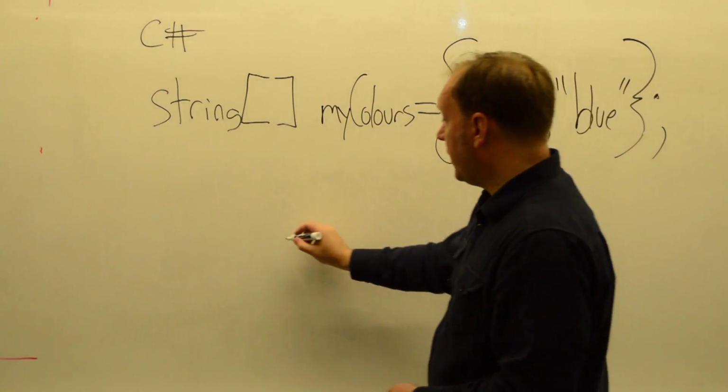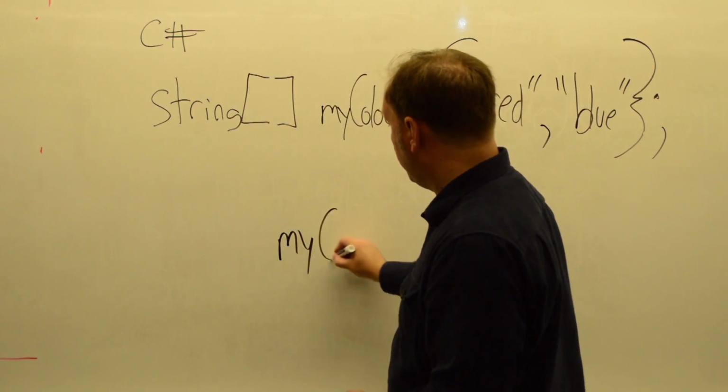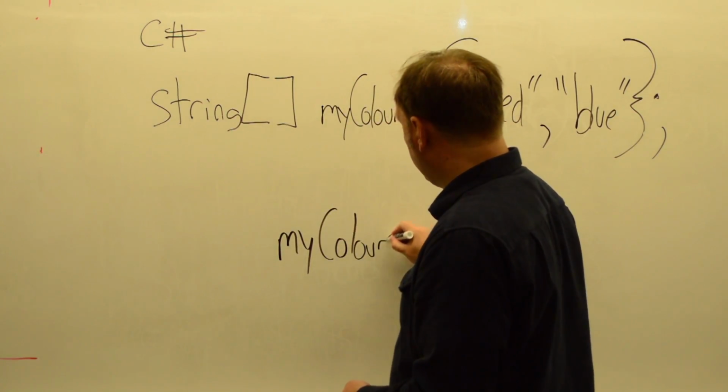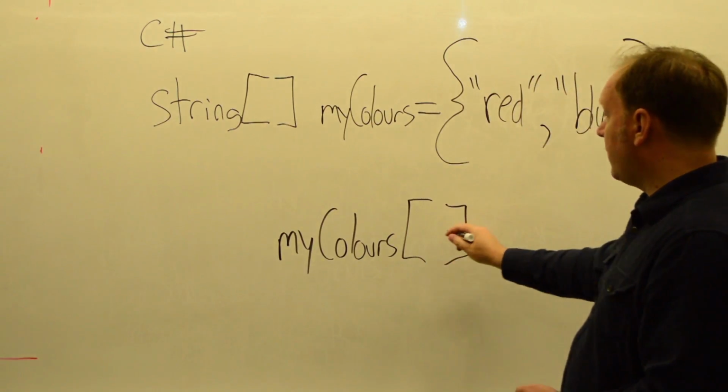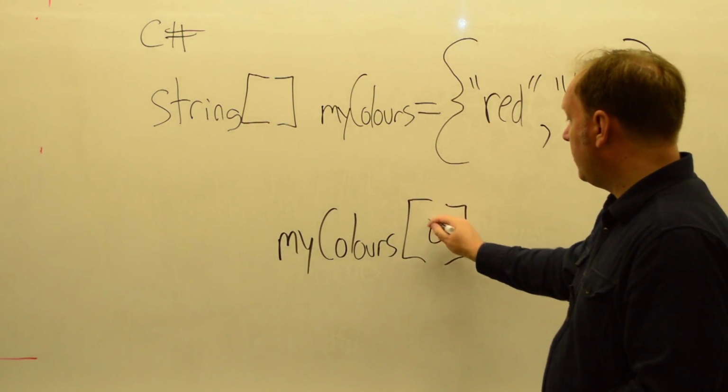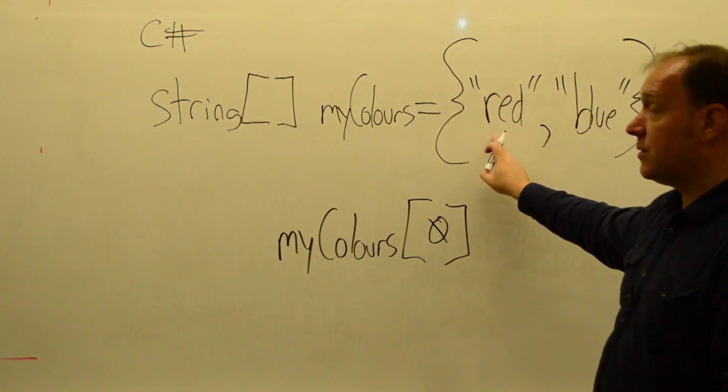The good news is that we can access it just like the others. My colors, square brackets, and then the index value. In this case, let's say 0, and that gives us red.